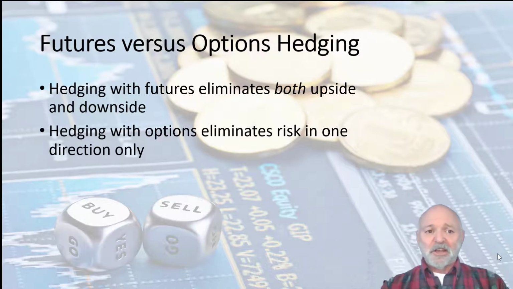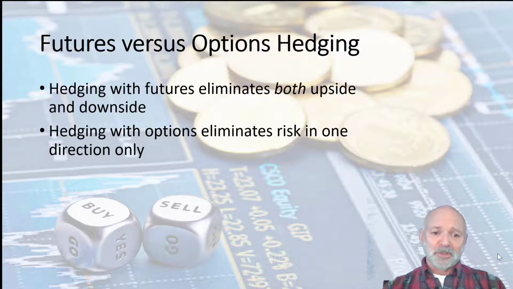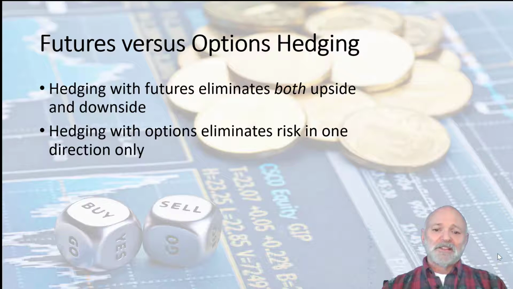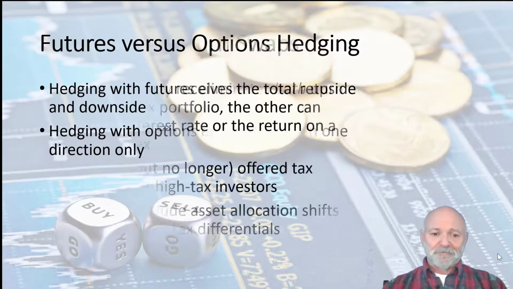Now, this is talking about using typically options. Futures and options have similar characteristics. The main difference is that hedging with futures eliminates both the upside and the downside. Hedging with options has that optionality. We're only going to use the option if it's to our interest. If the option is going to be significantly below the purchase price, we just walk away from it. So it eliminates risk in one direction only.